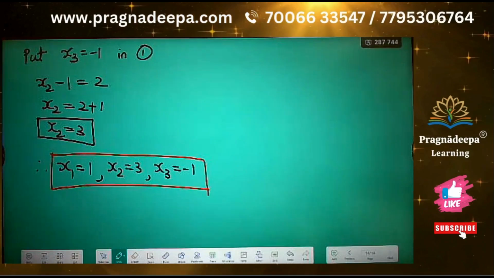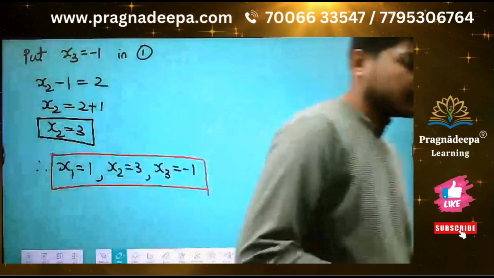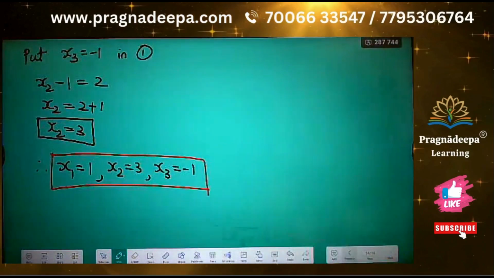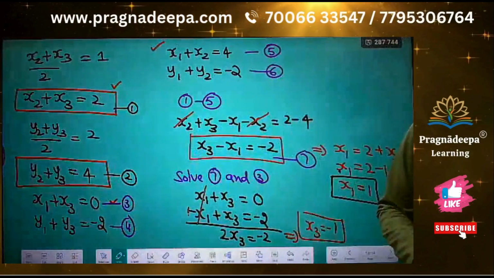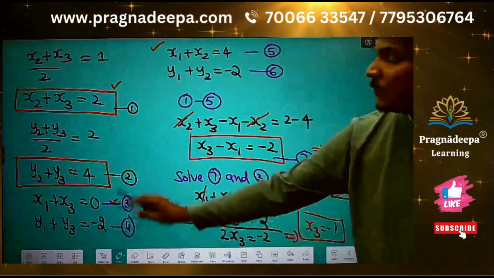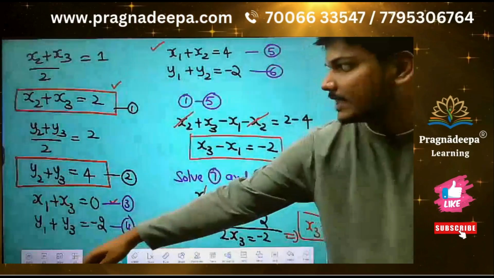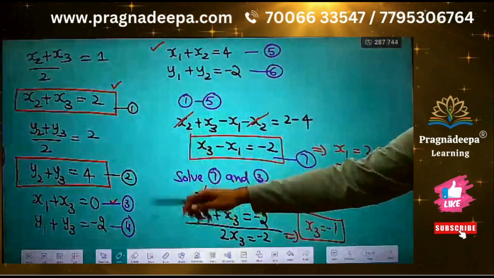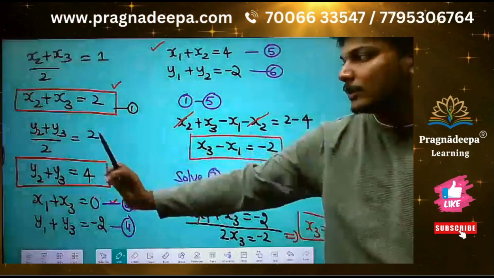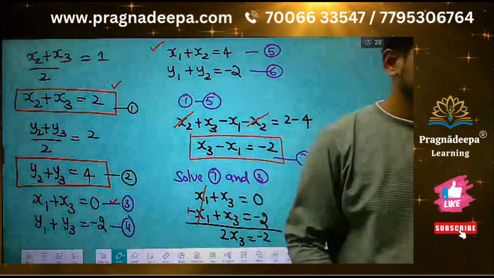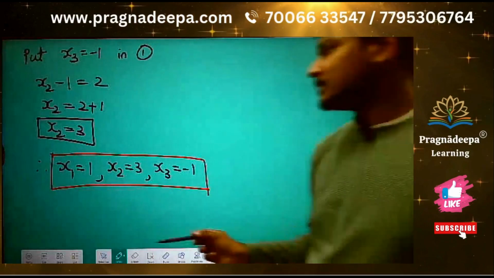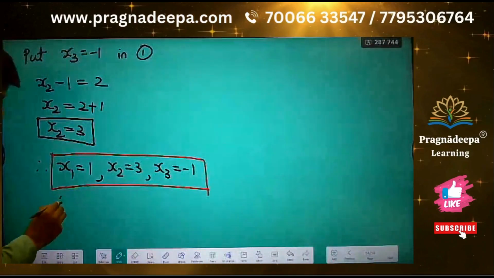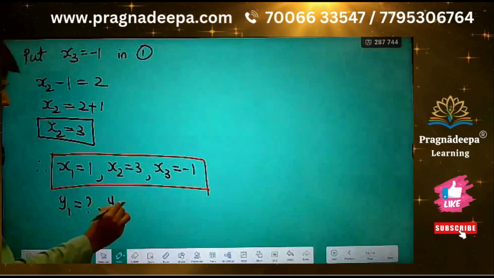In the same way, you have to find the values of y1, y2, y3. You have many equations. To find y1, y2, y3, you have equations 2, 4 and 6. If you subtract 4 and 6, y1 gets cancelled, so you are left with only y2 and y3. Then you can solve that with equation 2. I will leave it as an exercise, so try to do that. Complete the y1, y2, y3 values.